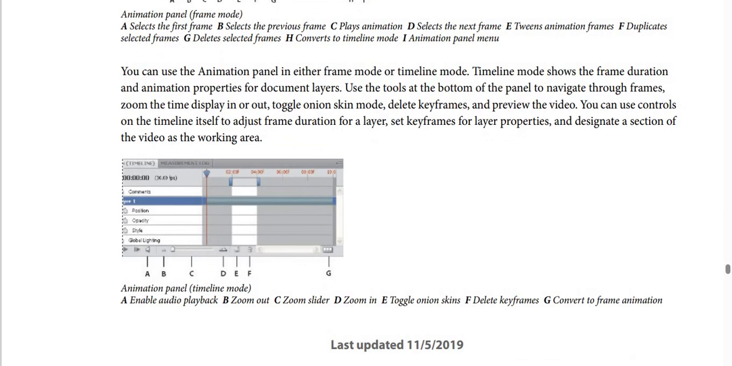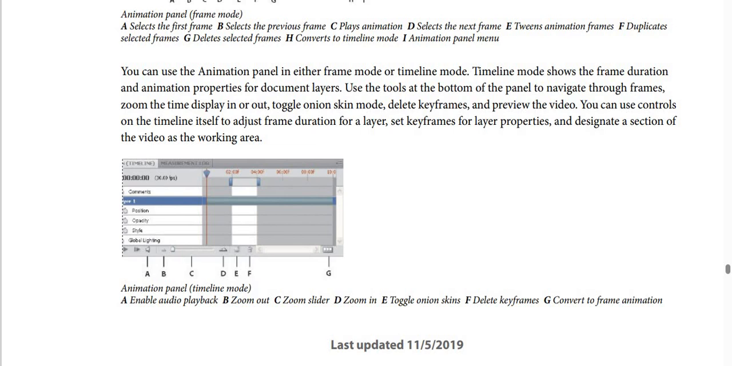And you can also use the animation panel in either frame mode or timeline mode. And timeline mode shows the frame duration and animation properties for document layers, by the way. And you can use the tools at the bottom of the panel to navigate through frames, zoom the time display in or out, and toggle onion skin mode and delete keyframes and preview the video.